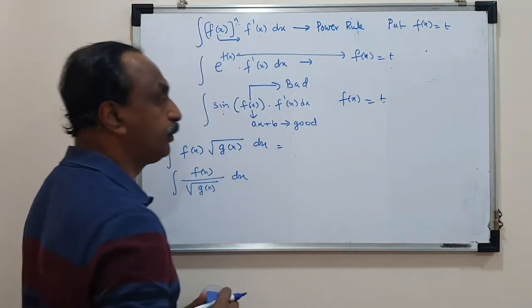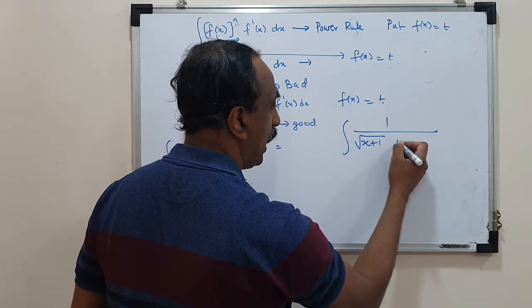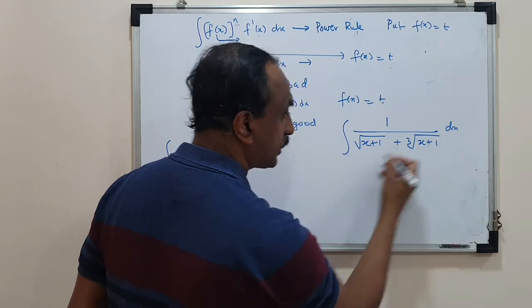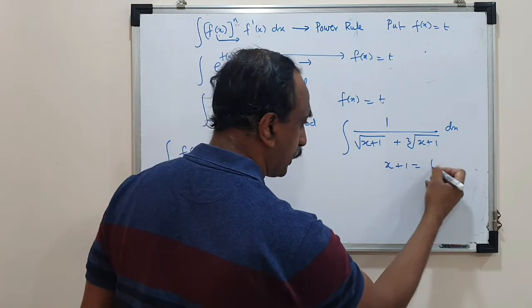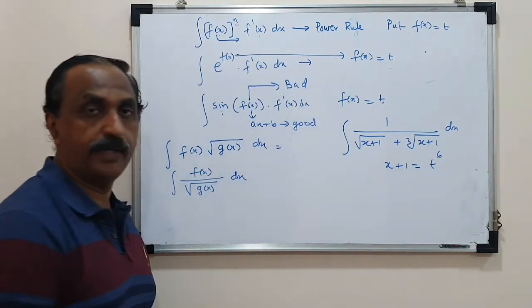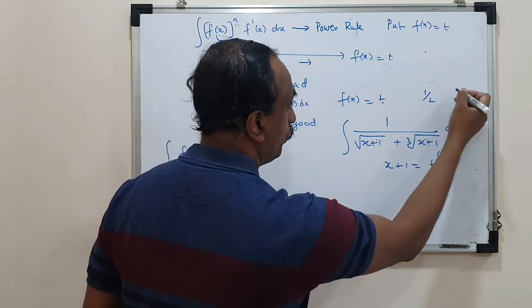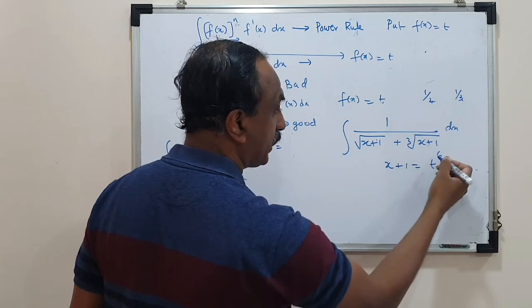square root and cube root both present, let's say 1 upon square root of x plus 1 and cube root of x plus 1. Remember, both the bases have to be the same. If the bases are different, of course you cannot do it at all. Then x plus 1 should be put as t raised to 6. Why t raised to 6 here? Because square root means power is half, cube root means power is 1 by 3. If I take the least common multiple of 2 and 3, that is 6.